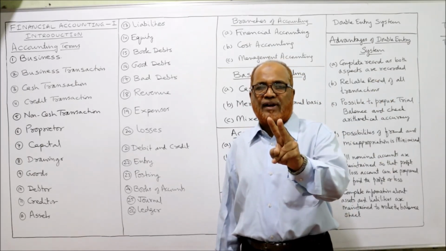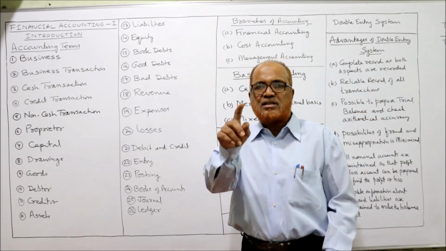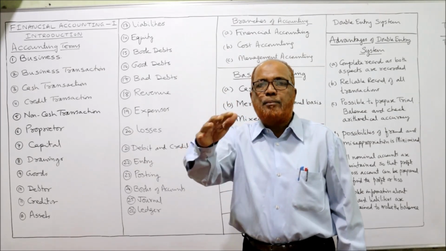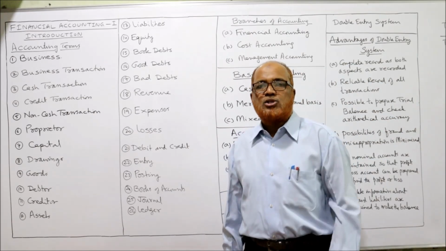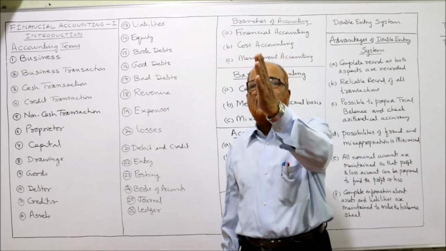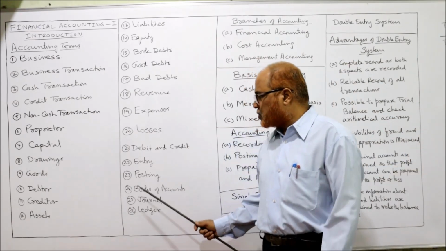There are two main books of accounts, journal and ledger. First, entries will be recorded in journal. Periodically, the entries will be transferred from journal to ledger. So this process of transferring the entries from journal to ledger is called posting.